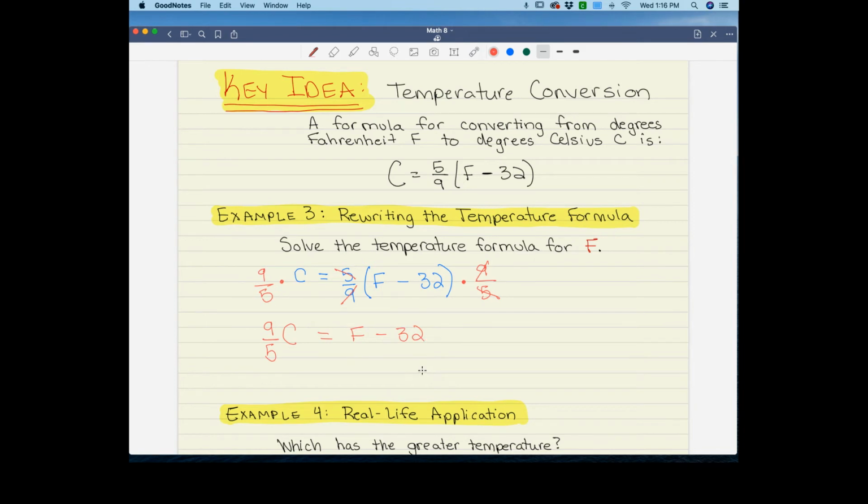To get F alone, because we're subtracting 32, the opposite would be add 32. So if I add 32 to each side, the minus 32 and plus 32 cancel. We end up with 9 over 5 Celsius plus 32 equals Fahrenheit. So to solve the temperature formula for F, for Fahrenheit, we did all our work. We're just going to rewrite it as F equals 9 over 5 Celsius plus 32.